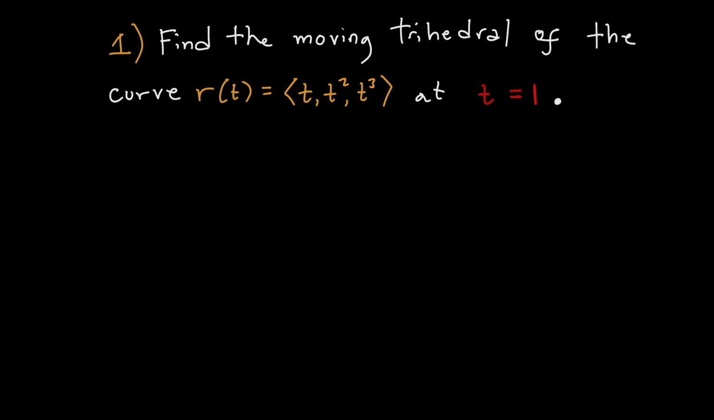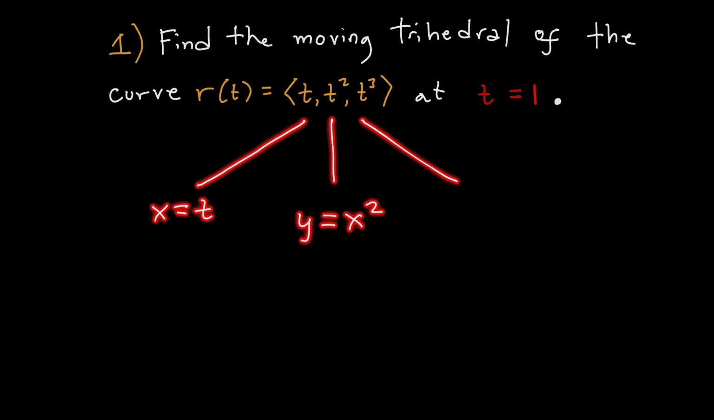In this video, a step-by-step process on how to find the moving trihedral of this curve will be given. To visualize this one in the 3D coordinate system, this first component is x equals t. The second component describes y equals t squared, which is now equal to x squared. And for the third component, we have z equals x cubed.